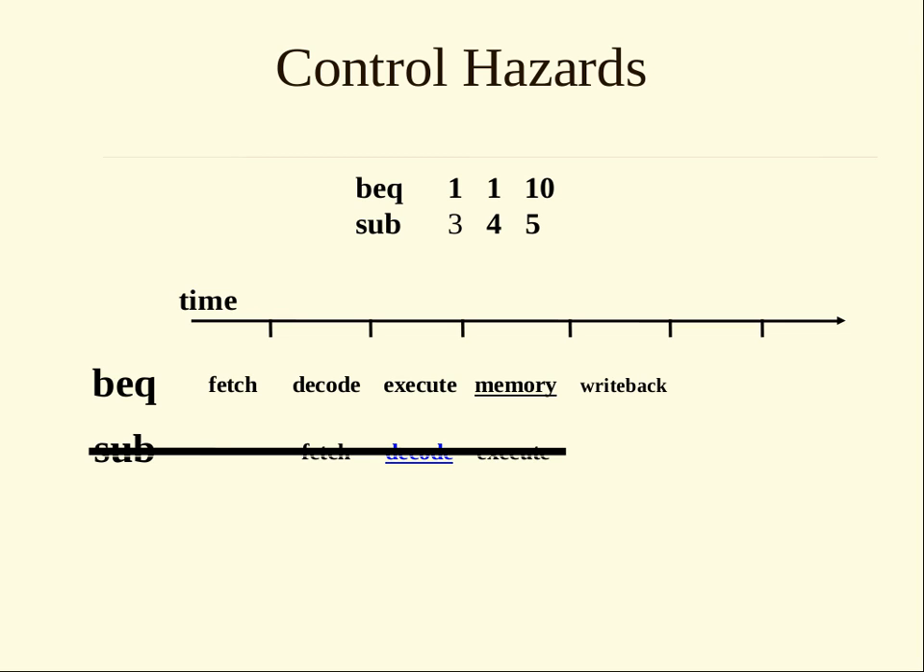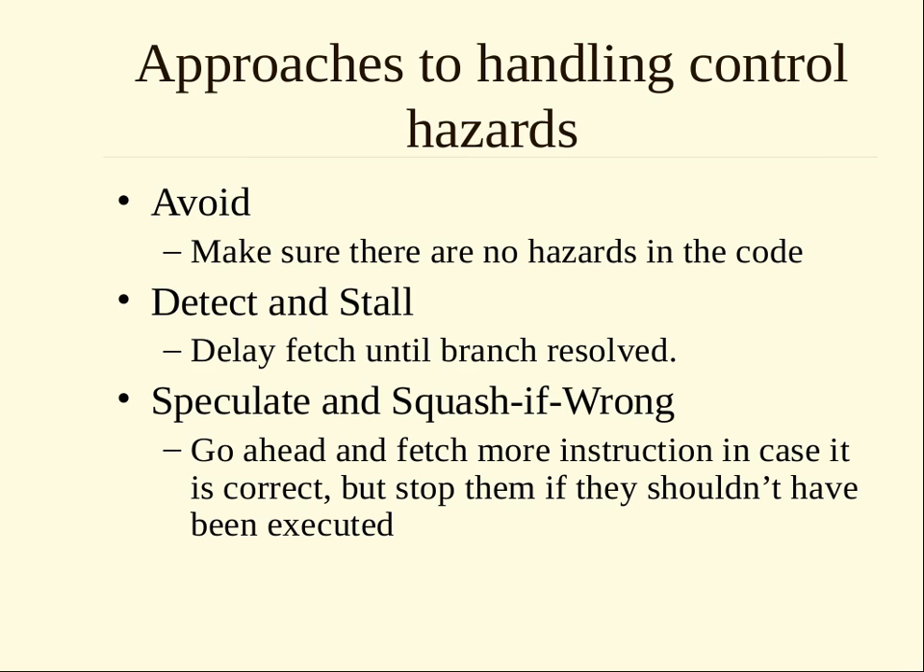All right. So how can we solve this problem? We can try and ignore it. What else can we do? Stall. Detect the hazard and solve. We could write the compiler so it puts no-ops after every branch, so this problem doesn't exist. And then we could give up. So we can avoid it, making sure there's no hazards in the code. We can detect and stall, and the last one is speculate and branch and squash.